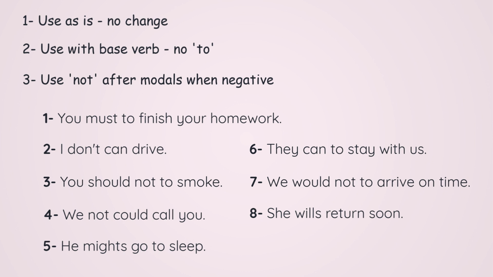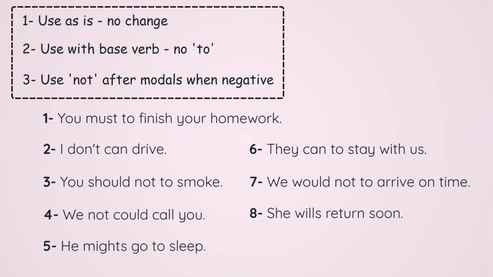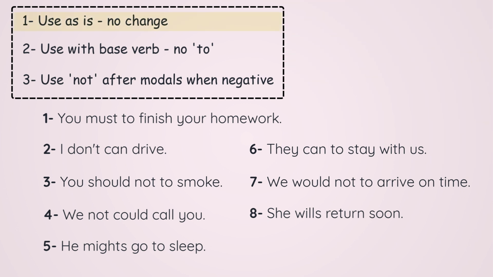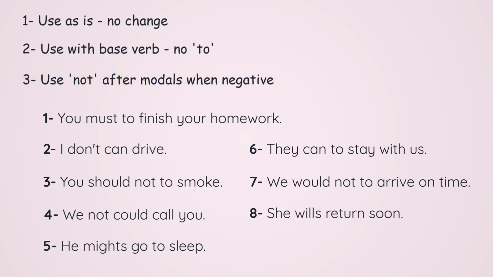Okay, so let's get started with our exercises. Now, the rules are written at the top just in case you didn't remember them exactly. First one, remember, use it as it is. Don't change the modal verb. Second one, use with the base verb. Don't use the full infinitive, to something. And the last one, use not after the modals when it's negative. Okay? Alright. Try to keep those in mind, but most of all, let's look at the actual examples and you tell me what's wrong with them.